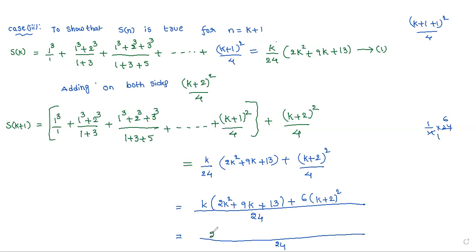6 into 2k cube plus 9k square plus 13k plus 6 into (a plus b) whole square, that is a square plus b square plus 2ab. Okay, write down next line.